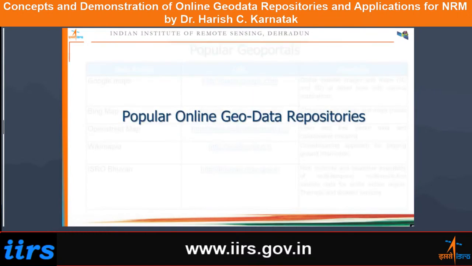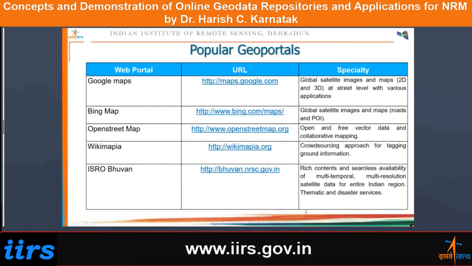Now come to the popular geoportals. The first name, of course, is Google Maps. I hope most of the learners or students of this course must be using Google Maps in some form in their life. And you know that Google provides various location-based services to users, and their strength, or specialty, is to provide global satellite images and maps, that is, 2D and 3D maps.